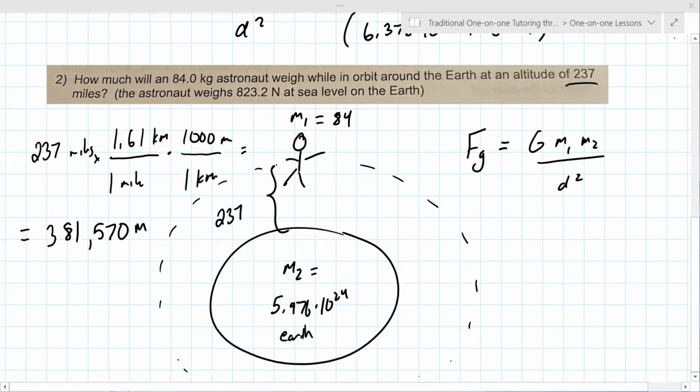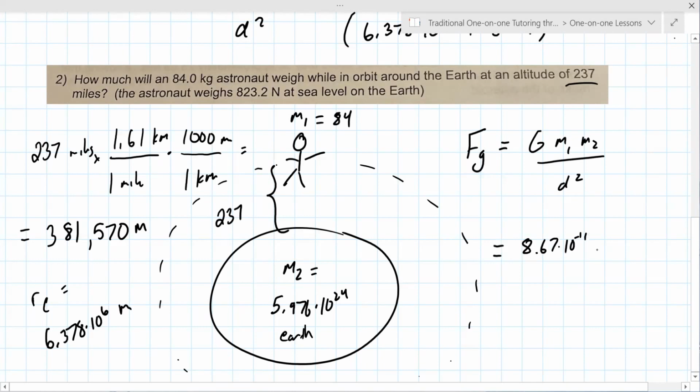Okay, so we need the radius of the Earth. The radius of the Earth from the previous problem is 6.378 times 10 to the 6th meters. So you're trying to find the force of gravity. That's not the answer to this question, but that's the first part of it. So you have to put the numbers into this equation.